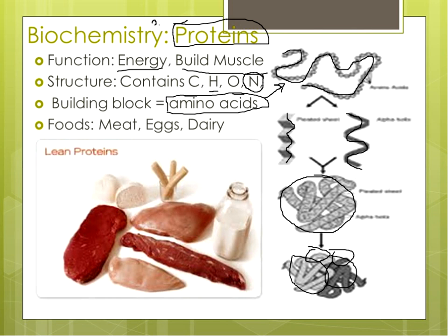So really what you need to know with proteins, they build energy and they build muscle. They're made up of carbon, hydrogen, oxygen, and now nitrogen. Their building block is amino acids. They're found in meat, eggs, and dairy products. And there's 4 different types of proteins: primary, secondary, tertiary, and quaternary. Each one gets more and more complex as it gets bigger.